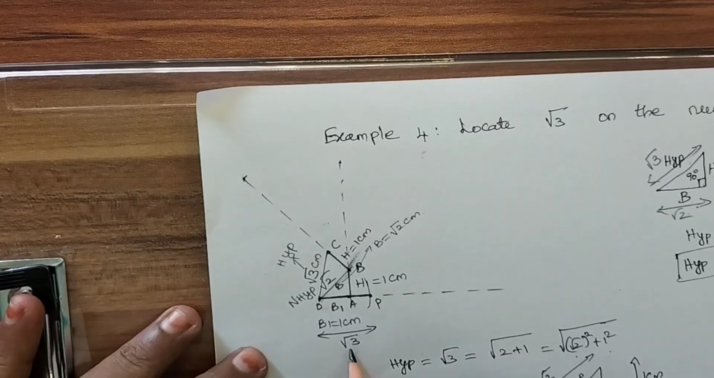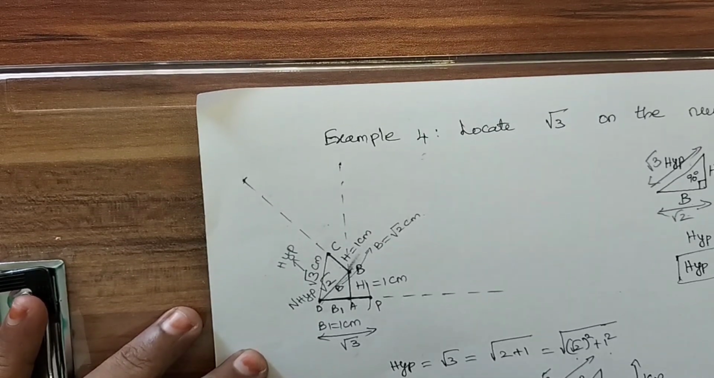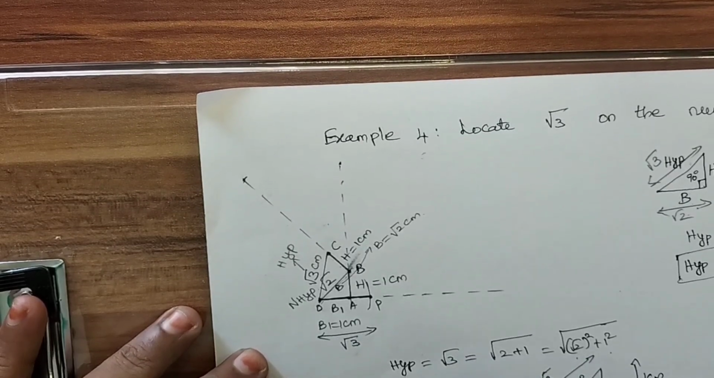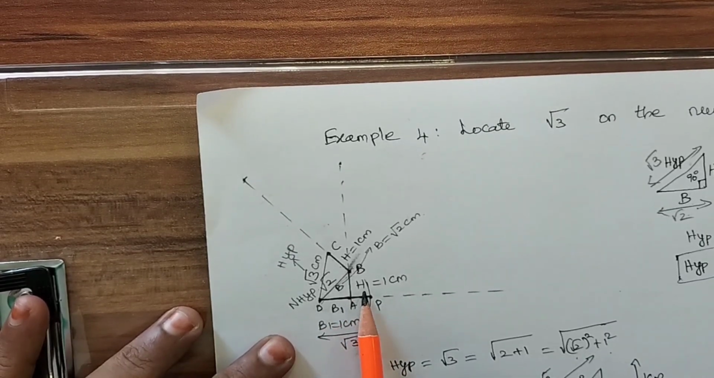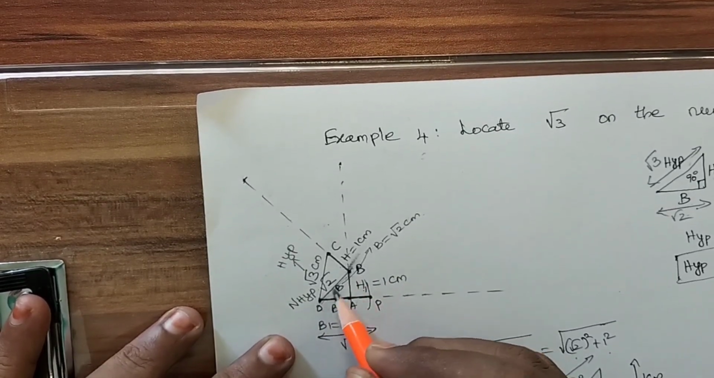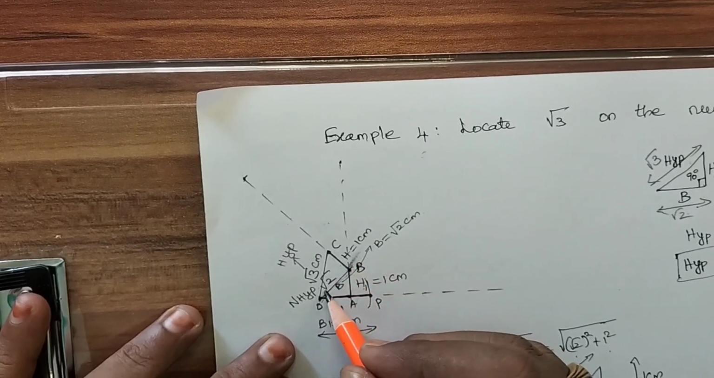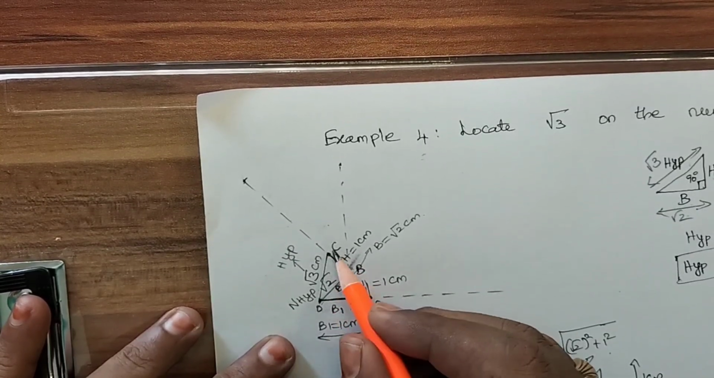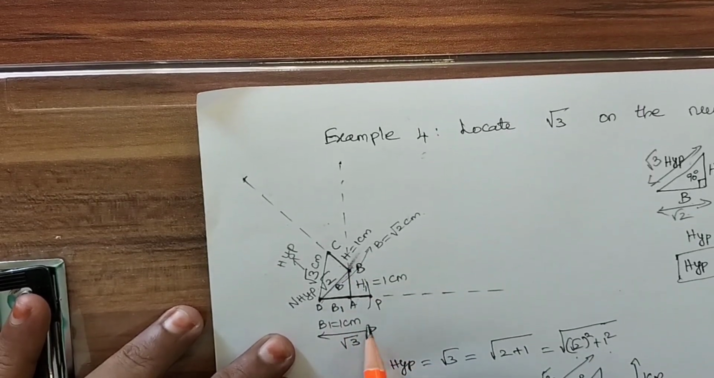Since root 3 is an irrational number, directly I cannot draw it, right? So I have to first consider root 2. Root 2 is again an irrational number. I have to consider the Pythagoras theorem, a right angle triangle, taking base B1 as 1 and H1 as 1, draw root 2, and taking root 2 as base and one more height as 1 centimeter, let me obtain root 3. This measurement is root 3. So draw the arc with root 3 on the number line.